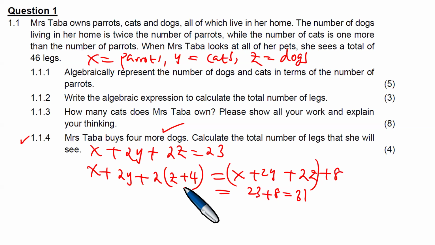Now you had X plus 2Y plus 2Z equals 23. Now we added 4 more dogs. Z represents the dogs, which means Z plus 4 for the dogs. Now you multiply it through by 2, you distribute here, which is X plus 2Y, and then 2Z plus 2 by 4, which is 8.